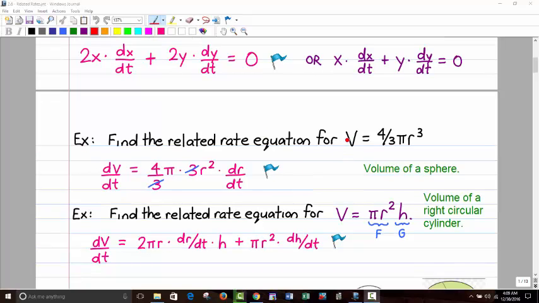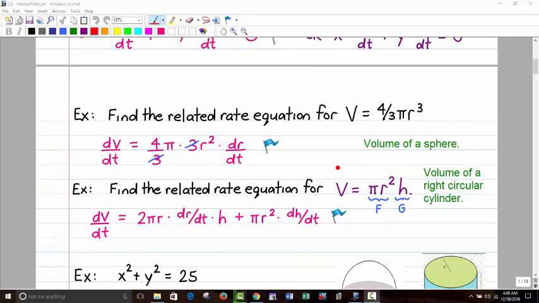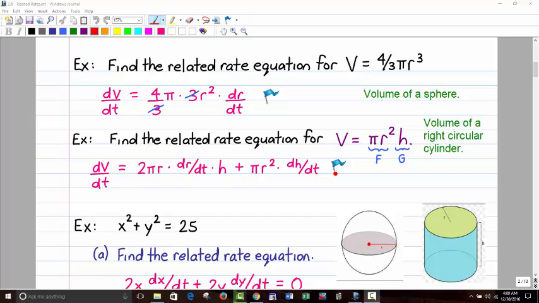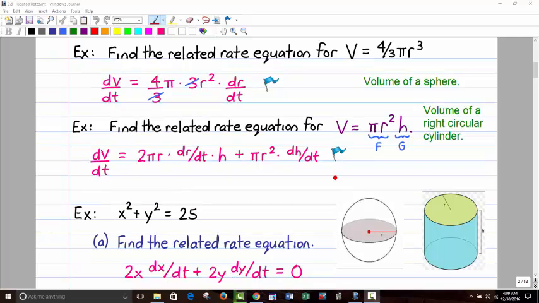So the derivative of V is dV dt, and then you only have one variable, of course, because pi is a number. So the derivative of r cubed would be 3r squared dr dt. Cancel the 3's. So technically then the related rate equation would be dV dt equals 4 pi r squared dr dt. I've got a picture of a sphere and a cylinder down there. Next one is a right circular cylinder.